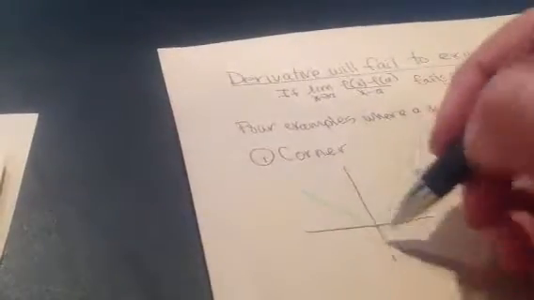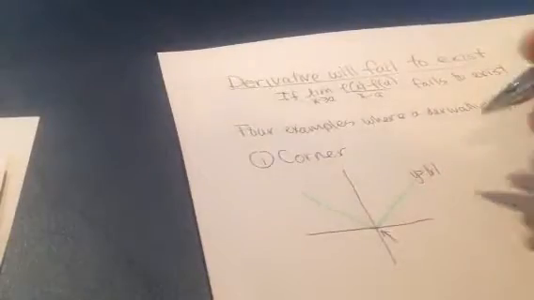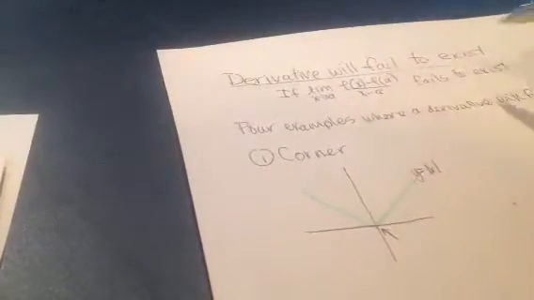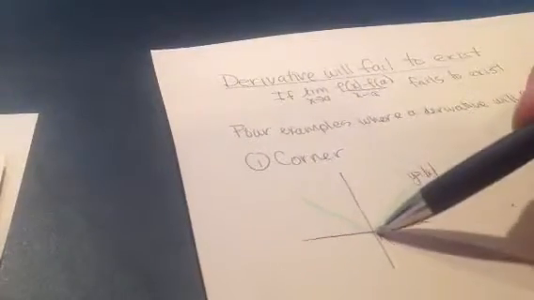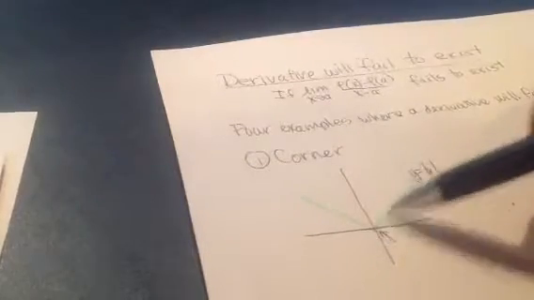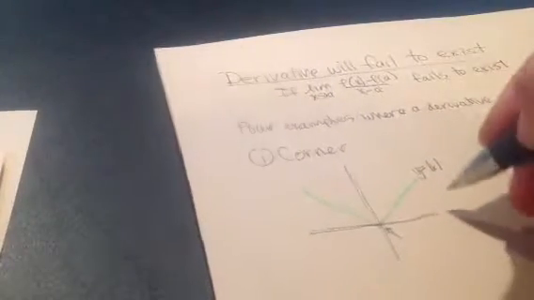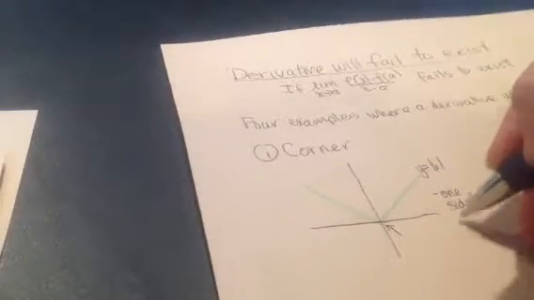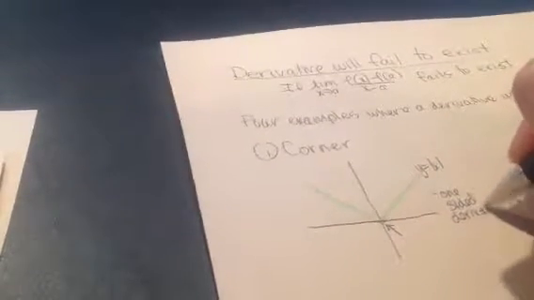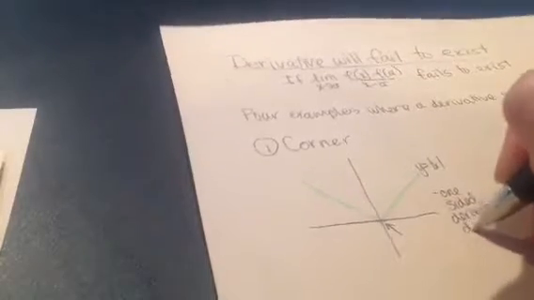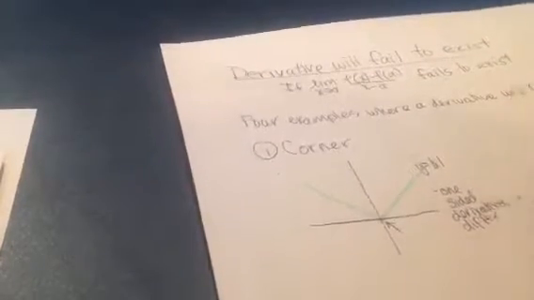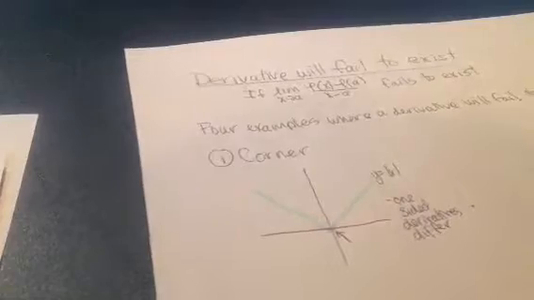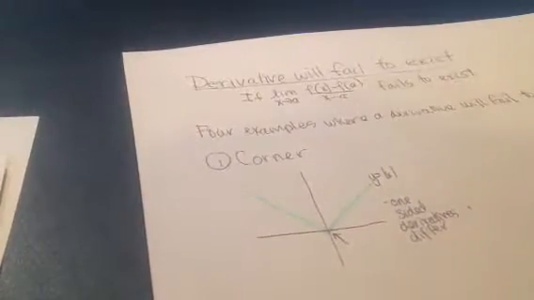So this is a corner right here, and the reason that it is not differentiable, it fails to exist at this point, is because the limit from the left and from the right are not the same. So therefore, when we have one-sided derivatives that differ, that's going to be where we have the derivative failing to exist.